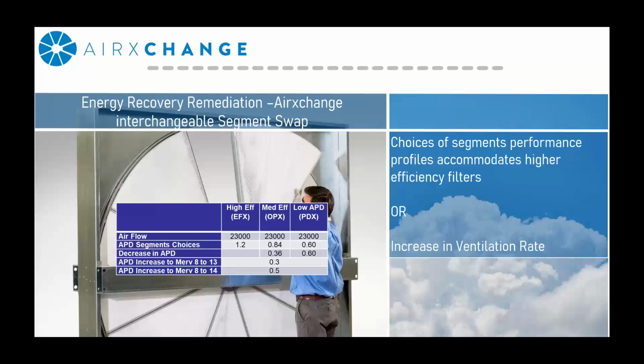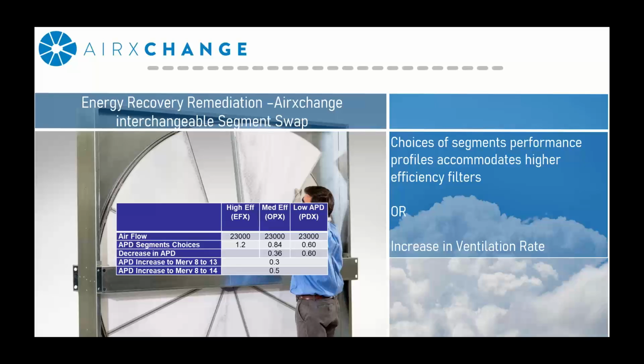So looking at that example on the left, starting with a unit that's equipped with one of our high efficiency segments, if you were to move to a lower efficiency segment or the medium efficiency segment, you'll gain about 0.36 inches worth of pressure. Now, that gain in static could allow you to move more air into the system, or it could help you with the transition from your typical MERV 8 filter to a MERV 13 filter. If you're going from the high efficiency segment to the low pressure drop segment, it gives you even more allowance. So you may be able to do a combination of the bunch.